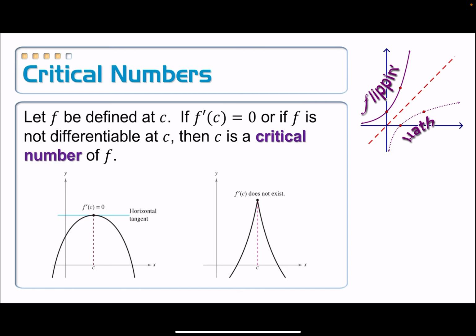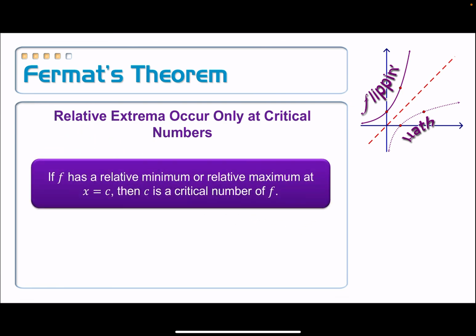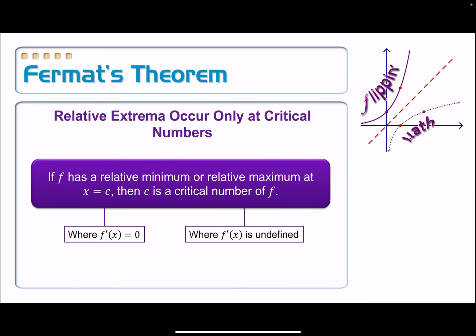So this brings us to Fermat's theorem. It's not Fermat's last theorem, if you're familiar with that. It's just one of his multiple theorems. Fermat's theorem has to do with these extreme values. It's often referred to as simply: extreme values occur only at critical numbers. So, in other words, if f has a relative minimum or relative maximum at x equals c, then c is a critical number of f of x. So this is where the derivative is either equal to 0 or where the derivative is undefined. That's what makes it a critical number.